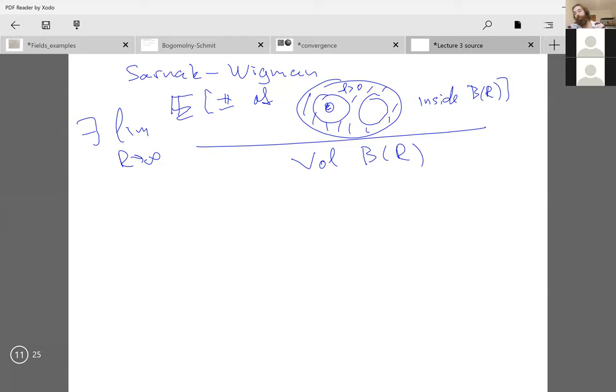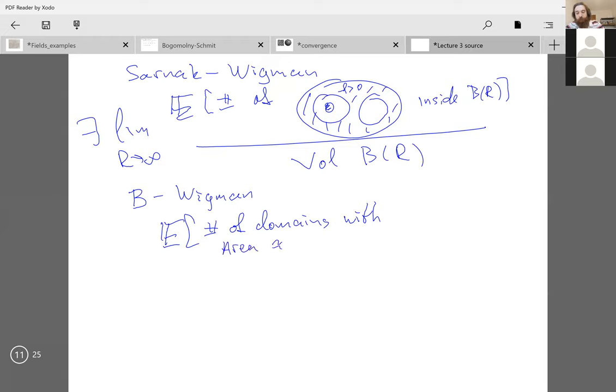You also can do it with geometry instead of topology, and this was done by Igor Wigman and myself. So you look at the expected number of domains with, say, area comparable to something and perimeter comparable to something.